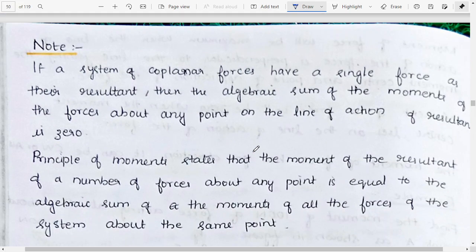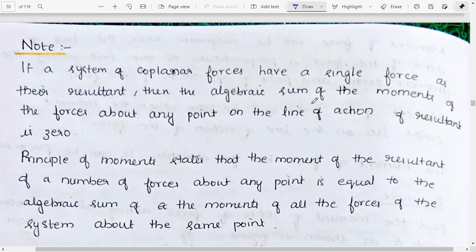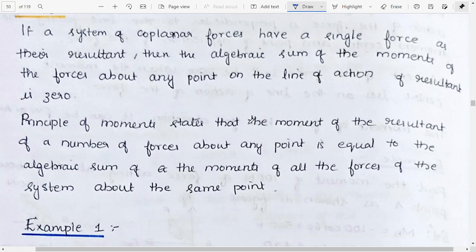So there are some points to be noted here also. That is, if a system of coplanar forces has a single force as its resultant, then the algebraic sum of the moments of the forces about any point on the line of action of the resultant is zero. They are saying that if you have the resultant and the point is lying on the line of action of the resultant, then it will always be zero.